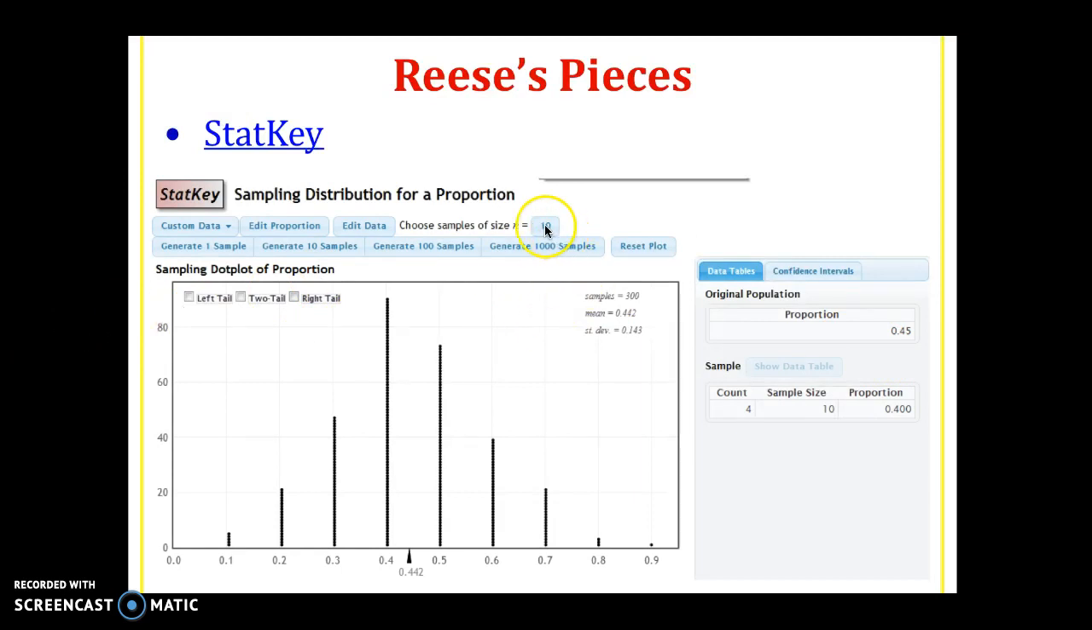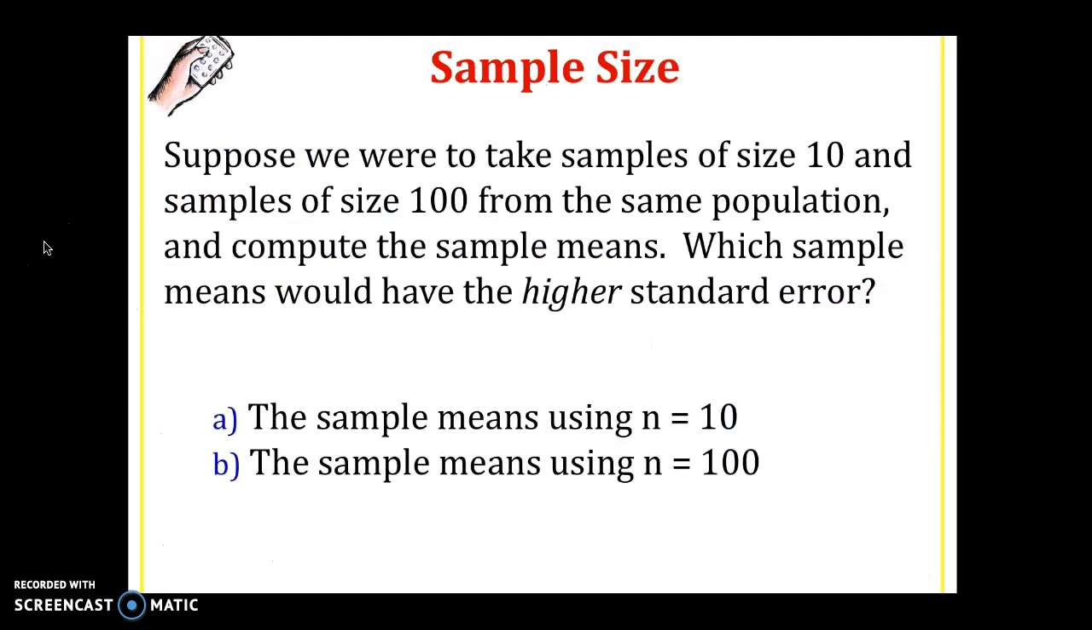So that is what we looked at here: changing the sample size n changes the variability. Suppose we take samples of size 10 and samples of size 100 from the same population, and we're going to compute sample means this time instead of proportions. Which sample mean would have the higher standard error?